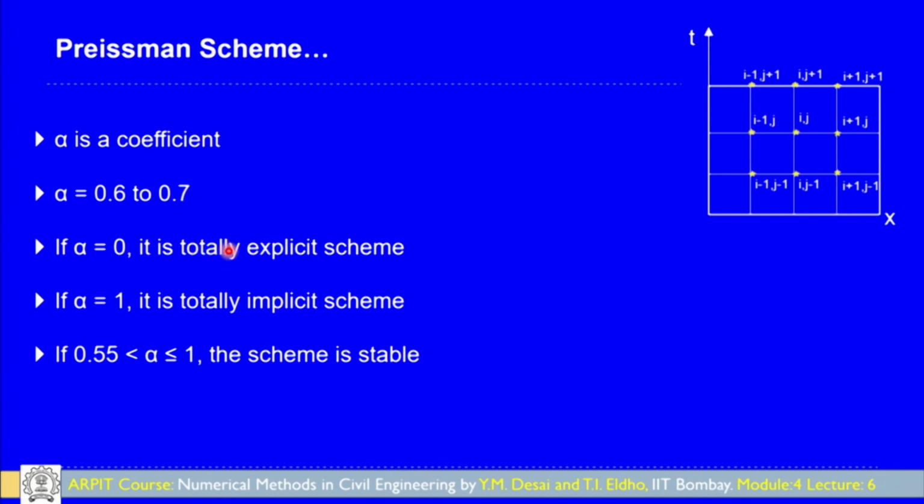If alpha is equal to 0, this Preissmann scheme will be a totally explicit scheme, and if alpha is equal to 1, it is a totally implicit scheme. Generally, it is observed that when alpha is between 0.5 and 1, the scheme is stable. That is called the Preissmann implicit scheme, one of the commonly used finite difference schemes.